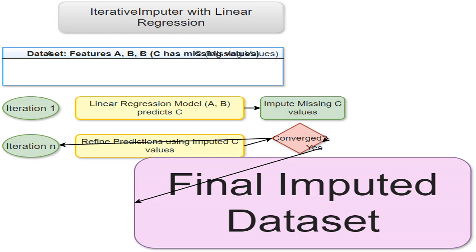I have a dataset where all the missing values in feature C have been filled in using the iterative process described above. The entire dataset is ready to use.